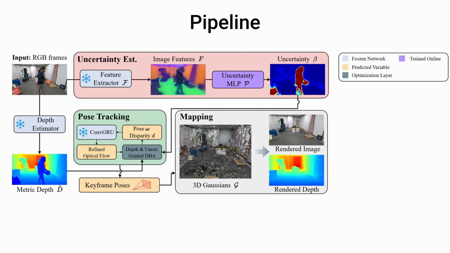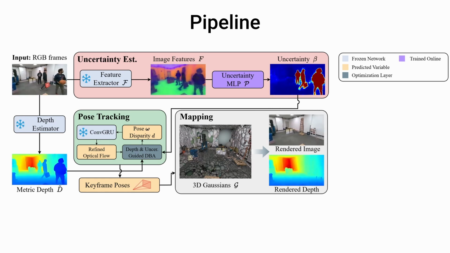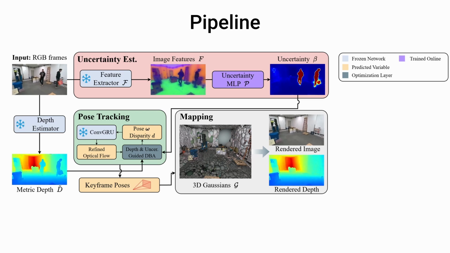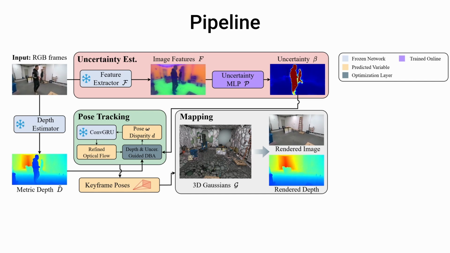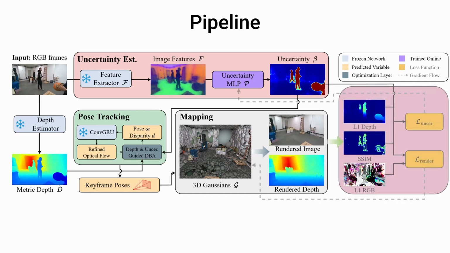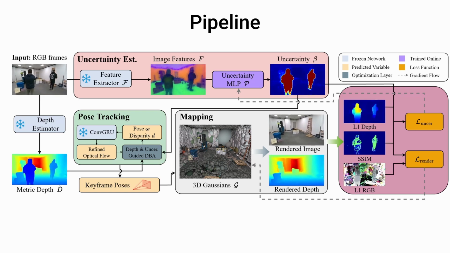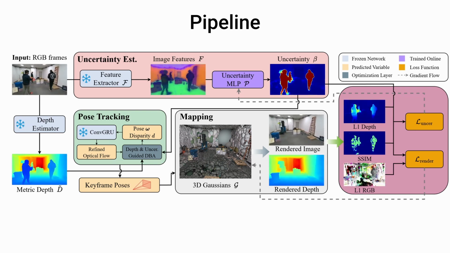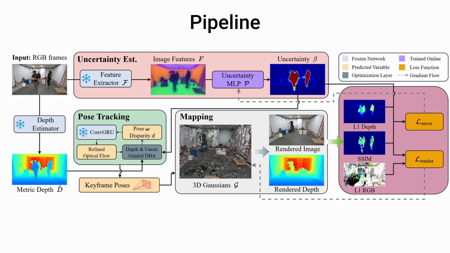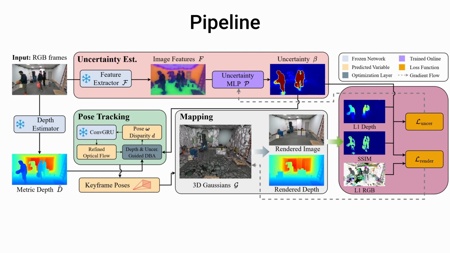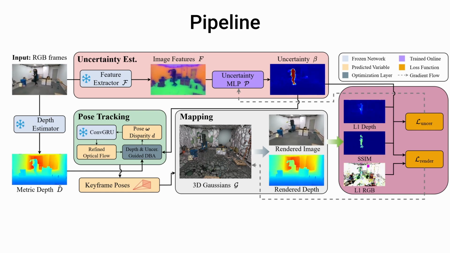In the mapping module, we incrementally map the scanned static environment as 3D Gaussians. Given keyframe poses estimated in the tracking module, we first render RGB images and depth from the 3D Gaussian map. The predicted uncertainty is incorporated into the rendering loss to update the 3D Gaussian map. Moreover, the uncertainty loss is computed in parallel. Note that the uncertainty MLP and the 3D Gaussians are optimized independently, as illustrated by the gradient flow in the gray dashed line.